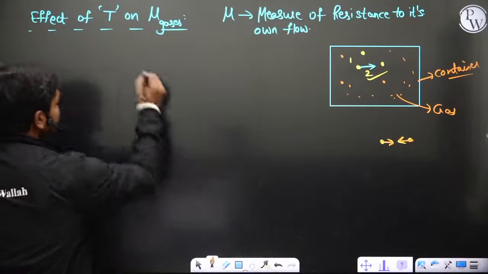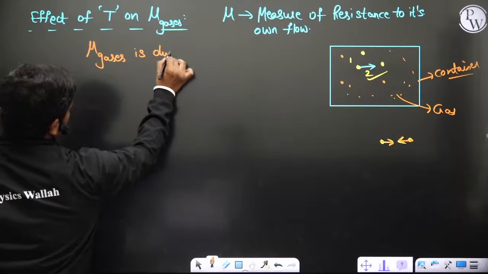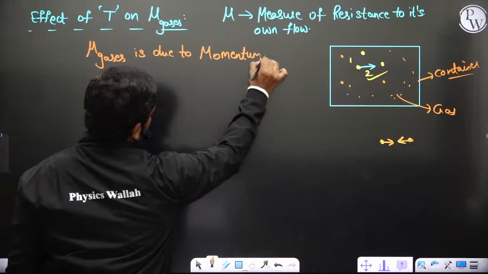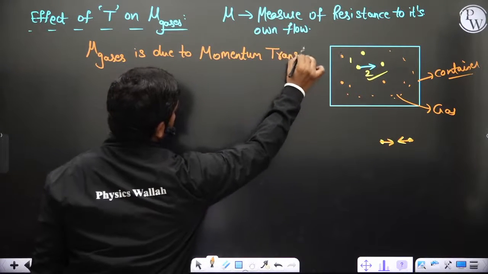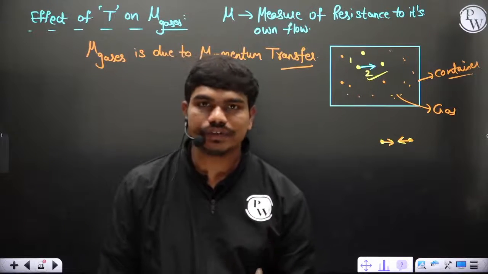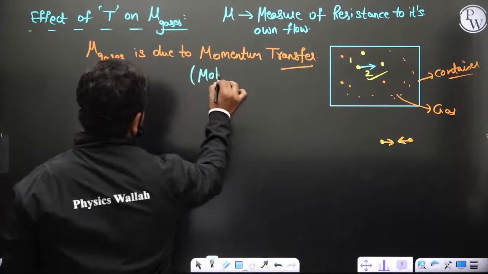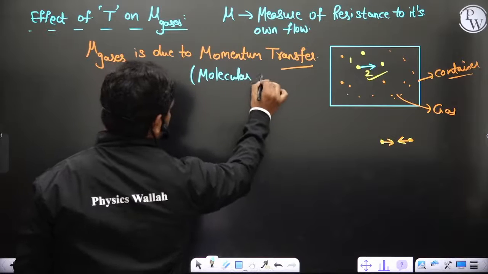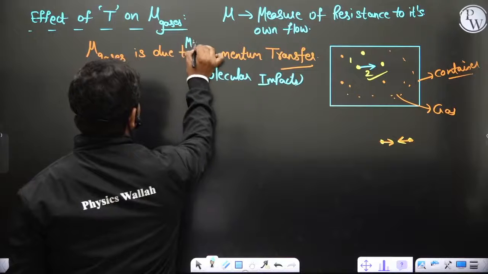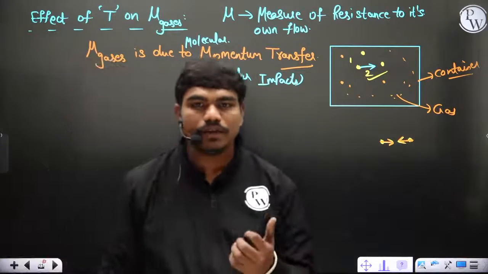So therefore, this mu for gases is due to momentum transfer. This is basically due to the molecular impacts. This is sometimes also called molecular momentum transfer. So this is how it basically happens.